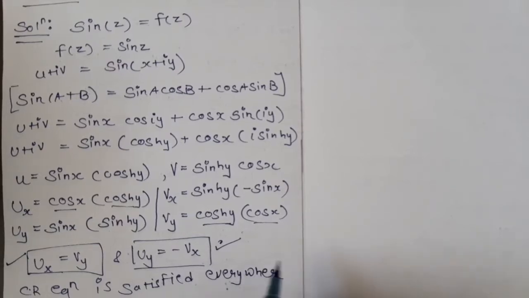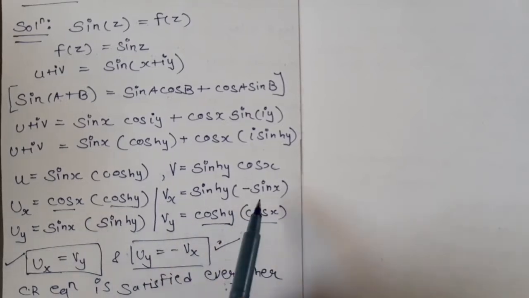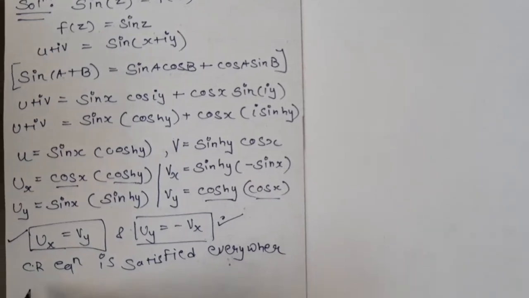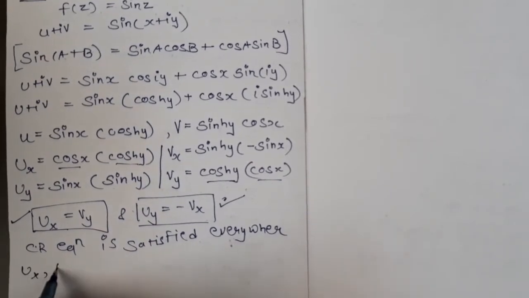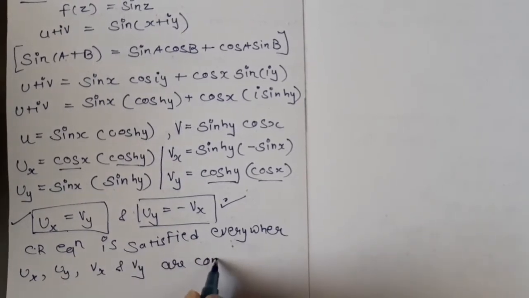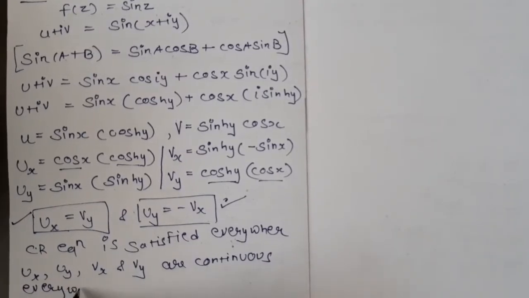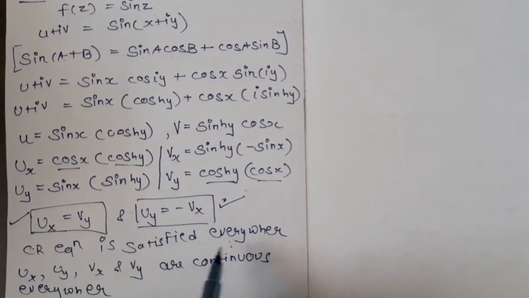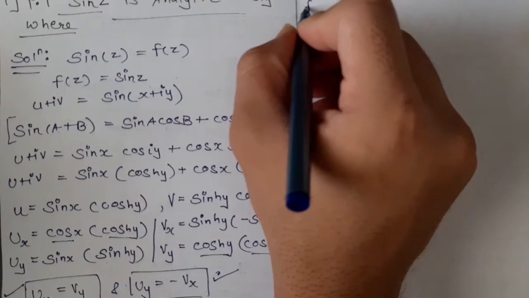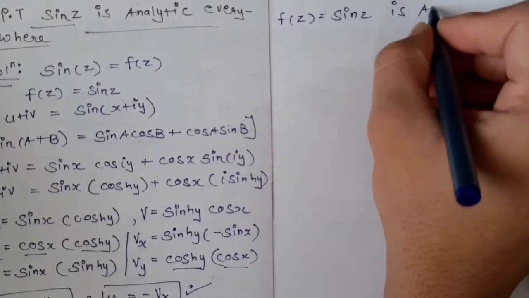Okay, now as in the denominator of ux, uy, vx and vy there is only a constant term 1. We don't have any variable in the denominator, so we can say that ux, uy, vx and vy are continuous everywhere. Okay. So now as the CR equation is satisfied everywhere and these functions are continuous everywhere, we can write that the given function f of z is equal to sine z is analytic everywhere.